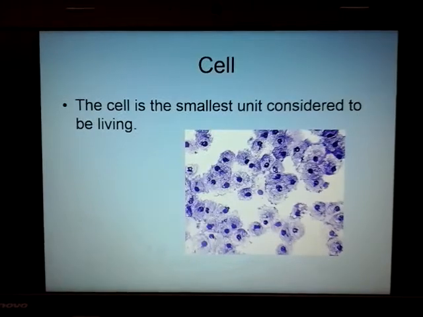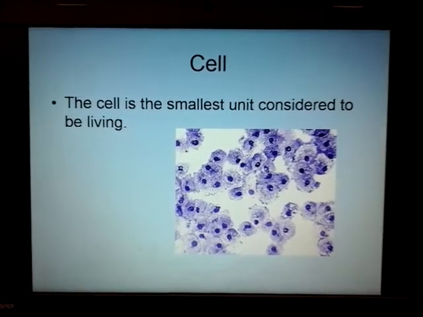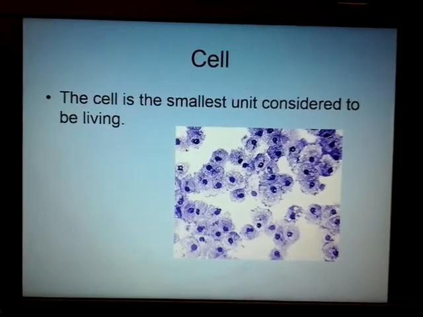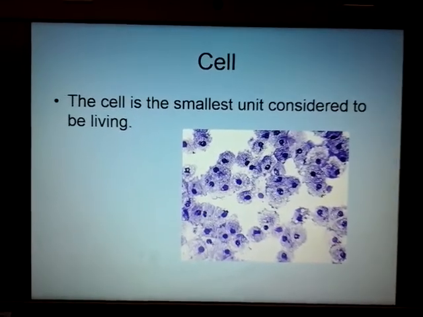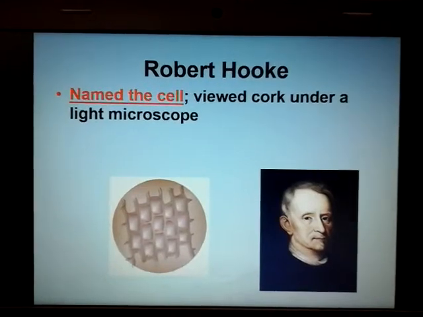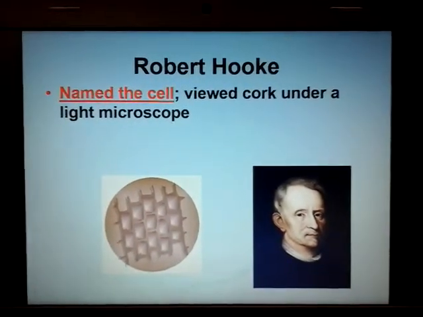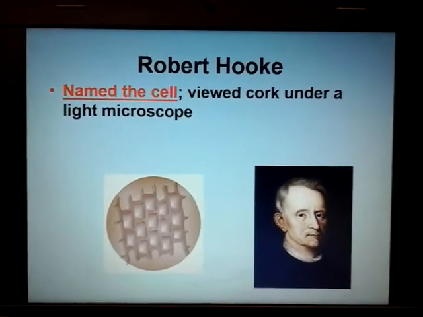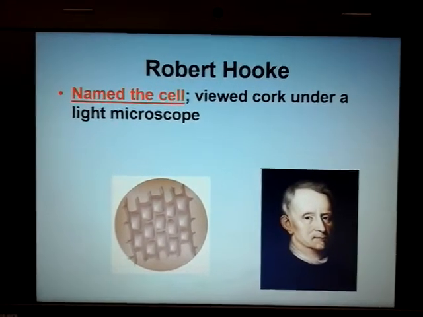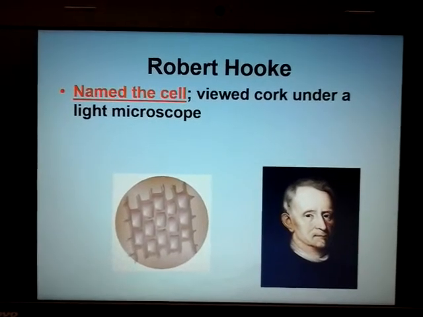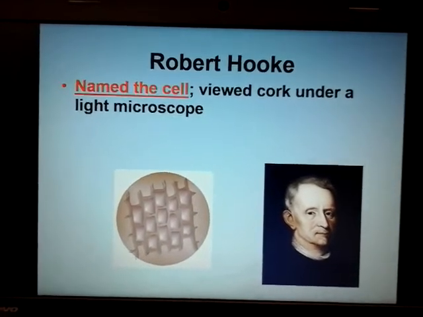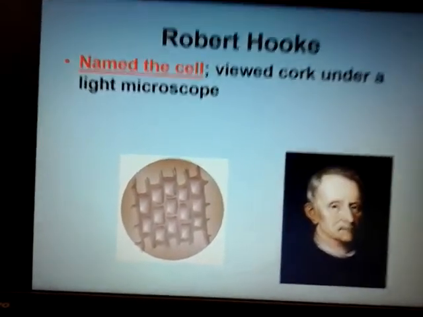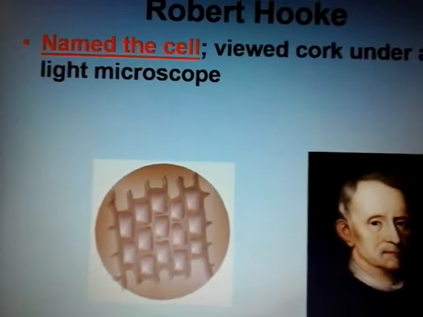Now, like I said, the cell is the smallest unit considered to be living. What you're looking at here are some cheek cells. And in the case of the cell, there are a few people that you need to know. The first guy here is Robert Hooke. Robert Hooke is credited for naming the cell. He was a botanist, and you know that botanists study plants, and he was looking at cork underneath a microscope. He was actually working in a monastery, and when he looked at the cork underneath the microscope, he noticed all these little squares.